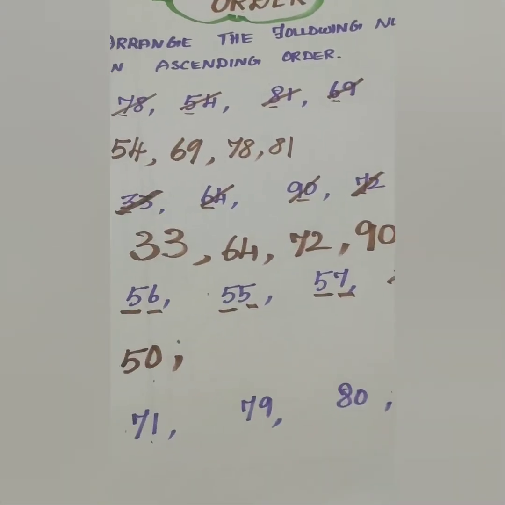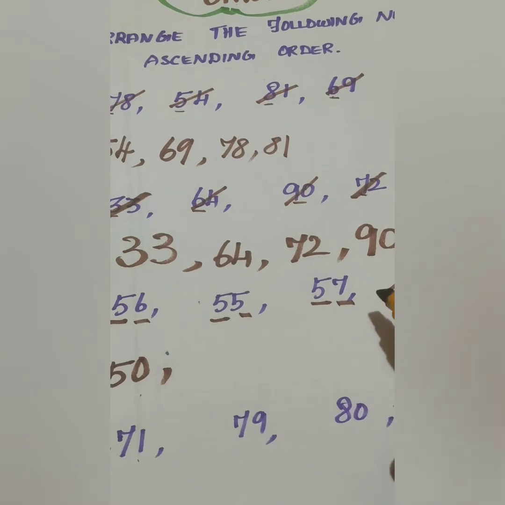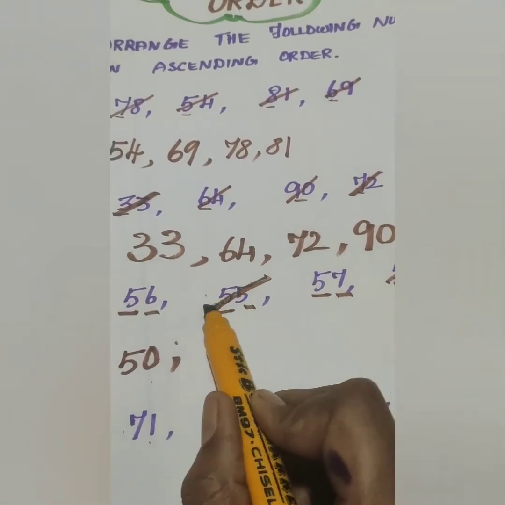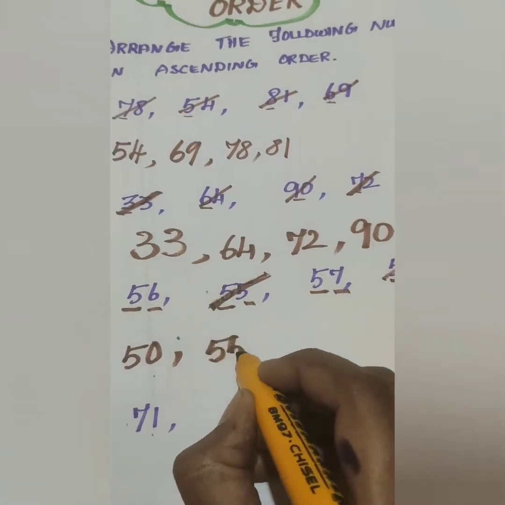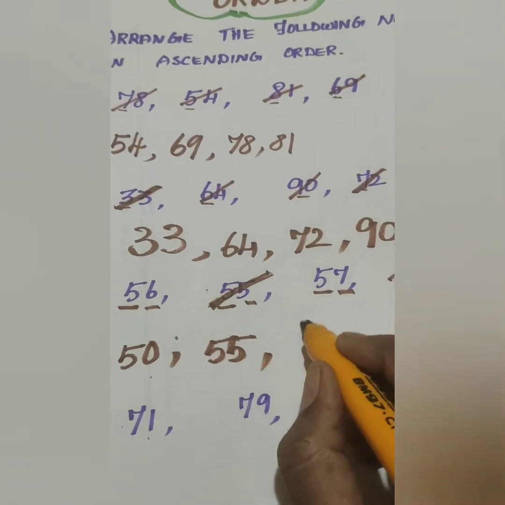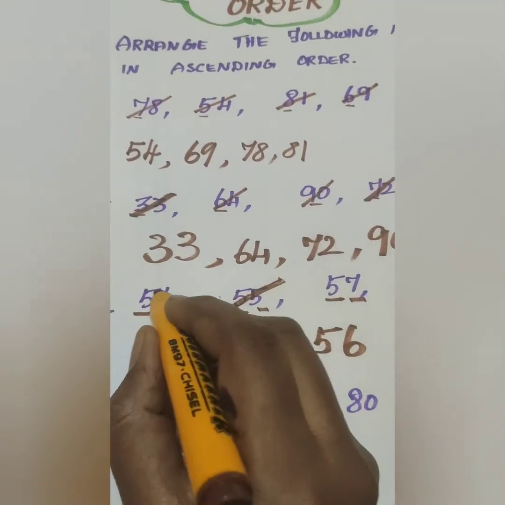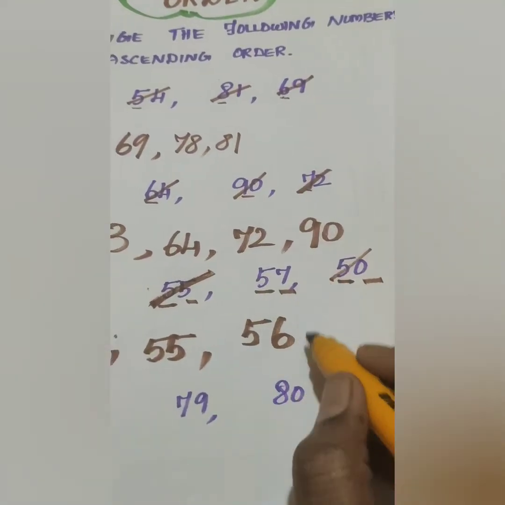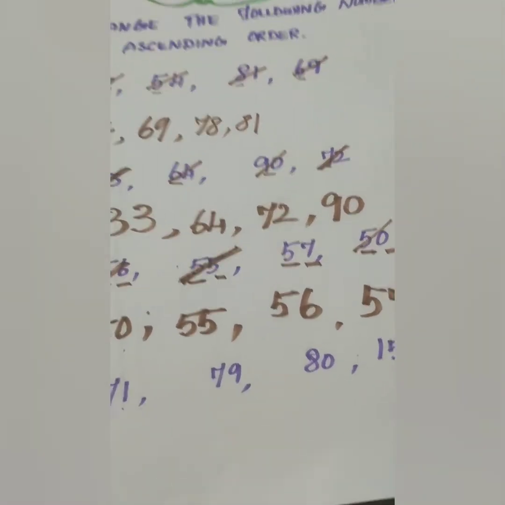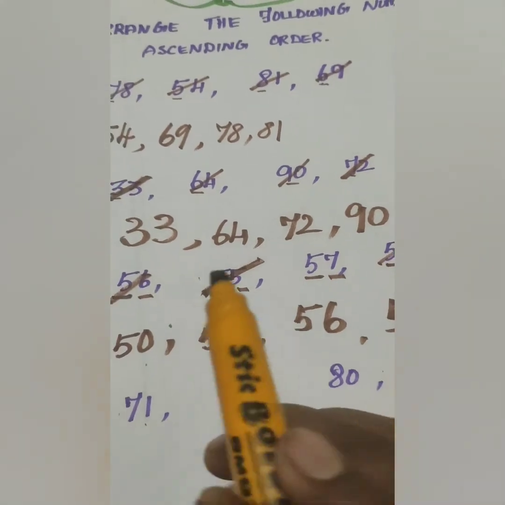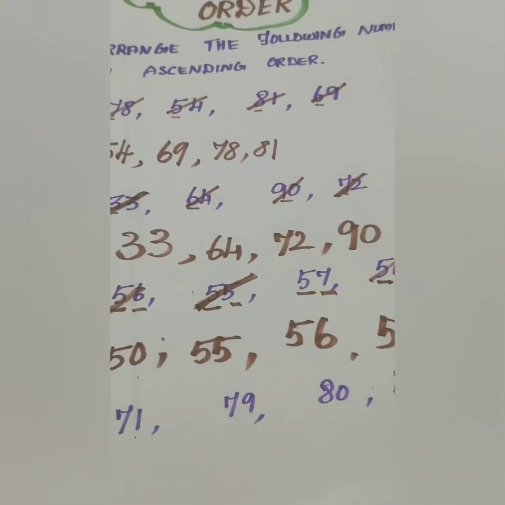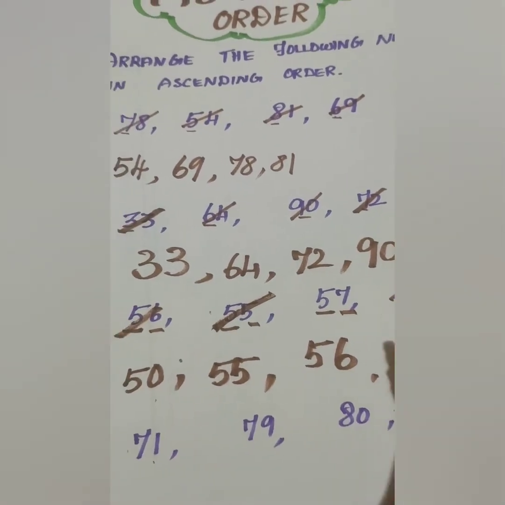And then the remaining 3 numbers are there. Here 6, 5, 7. Which is smaller? 5. So 55. And 56 and 57, which is smaller? 56. And then the remaining last number, 57. Can you all understand, children? Whenever the 2-digit numbers have the same first number, you have to see the second digit of that number.